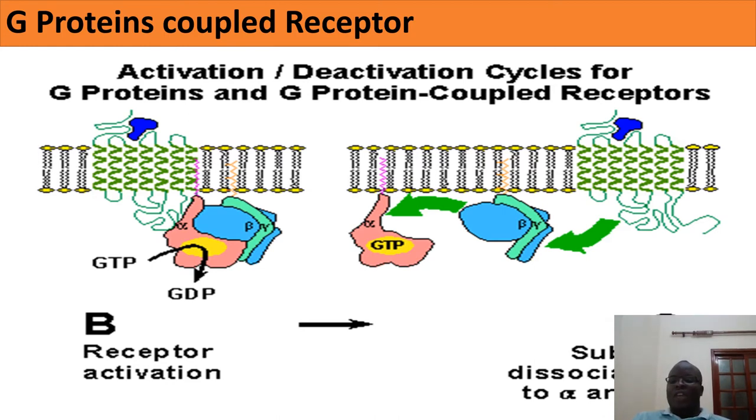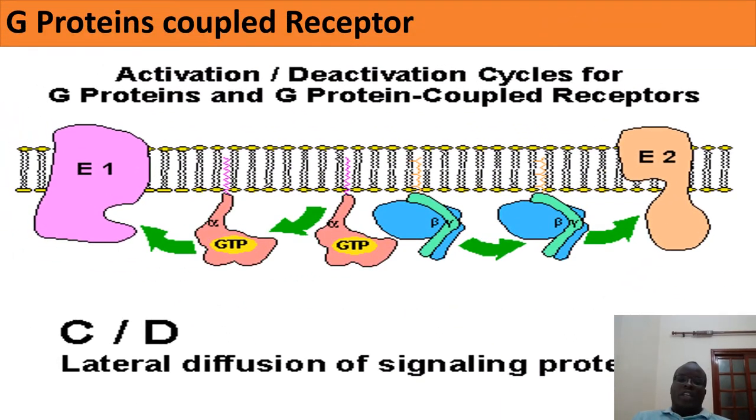In the active form, there is dissociation of the alpha from the beta gamma protein subunits. The alpha protein subunit can go and activate an enzyme, for instance, adenylyl cyclase, that will convert ATP into cyclic AMP. Then the beta gamma protein subunit can go and activate phospholipase C, that will break down phosphatidylinositol bisphosphate into DAG and IP3. The IP3 is the one that will mobilize calcium from the sarcoplasmic reticulum. So you can see that happening.